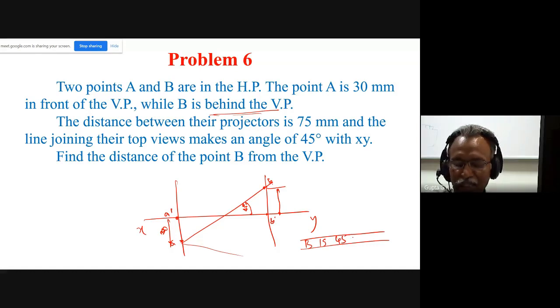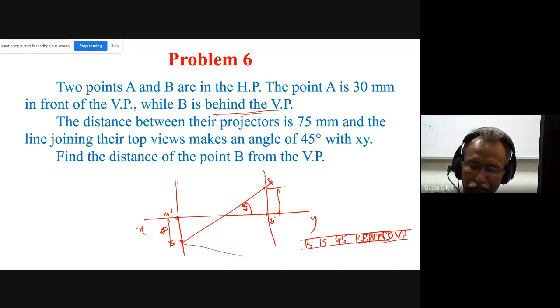Is it in front of VP or behind VP? Behind, it is given already. So behind VP. Okay, like that I have to write. And one more distance you have to show here. What is that?